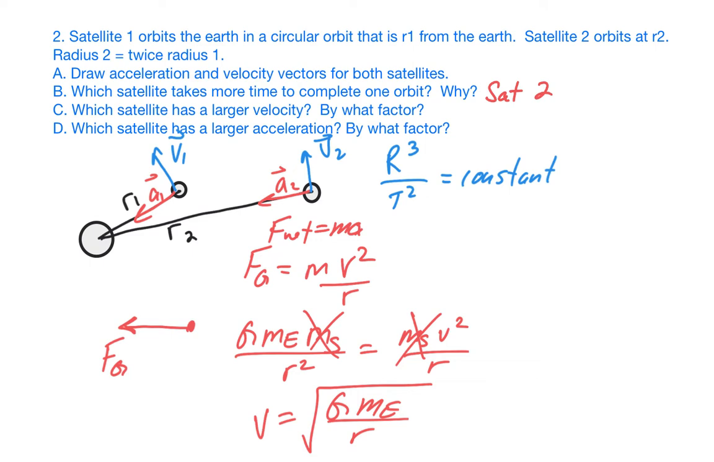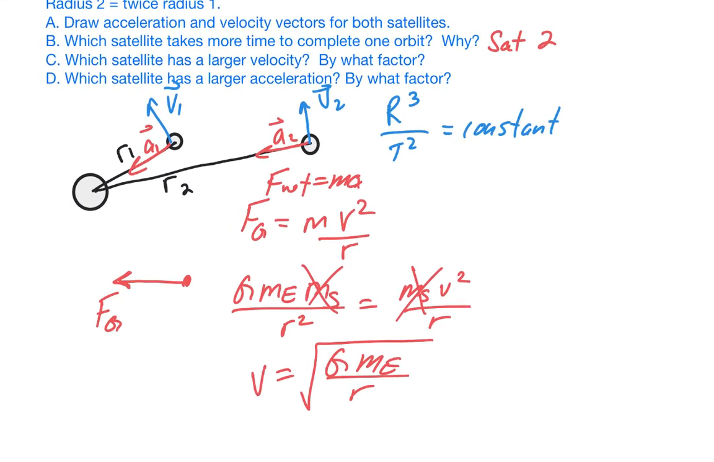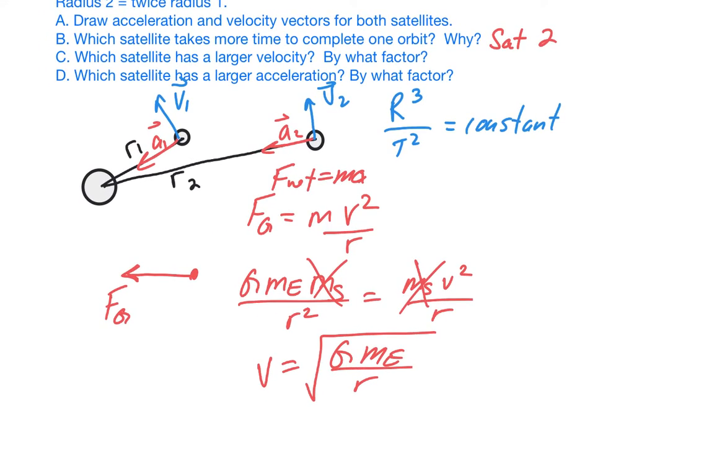Well, G and the mass of the Earth are constant, so the velocity of either of these satellites is dependent on the inverse of the square root of the radius. That's a mouthful for you. So that means I know that if I increase the radius, I know that I'm going to decrease the velocity. So right here, I know that since I've increased the radius for this second satellite, this one will be going slower. So which satellite has a larger velocity? I'm going to go ahead and say that satellite 1 has a larger velocity.